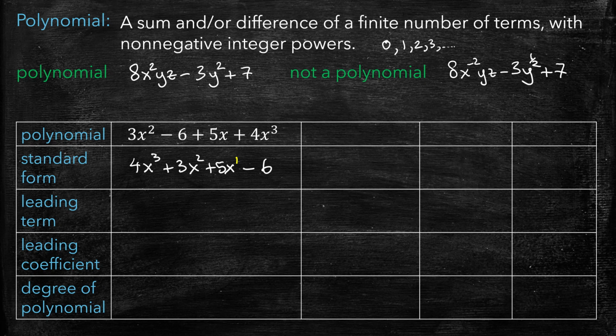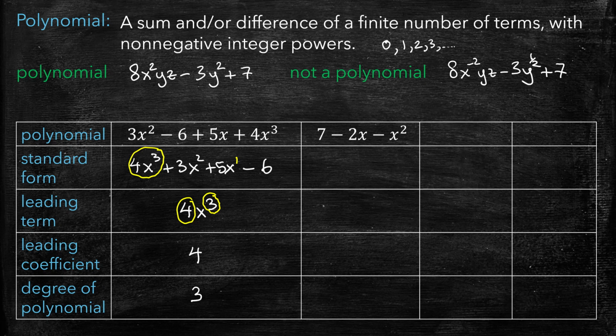The leading term is, in fact, the very first term with the highest degree. Once it's in standard form, then of course it's the first term. So that would be 4x cubed. The leading coefficient is the number in front of that, the coefficient of that leading term, so that's 4. And the degree of the polynomial, because we have many terms and each term has a degree, we define the degree of the polynomial to be the degree of the leading term, which is 3.